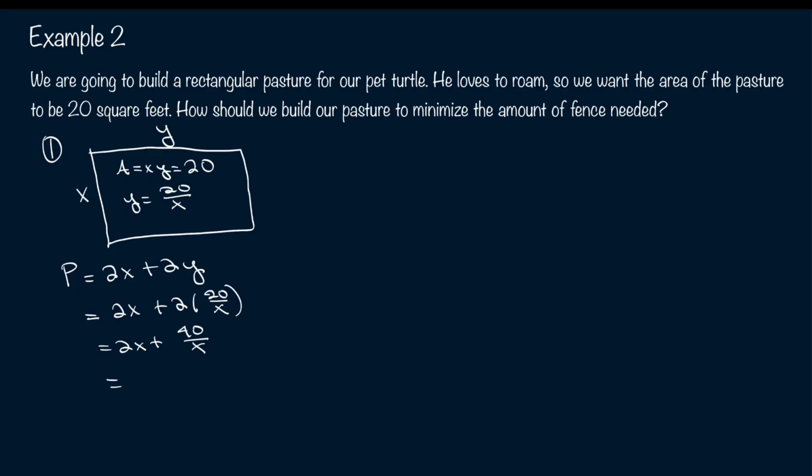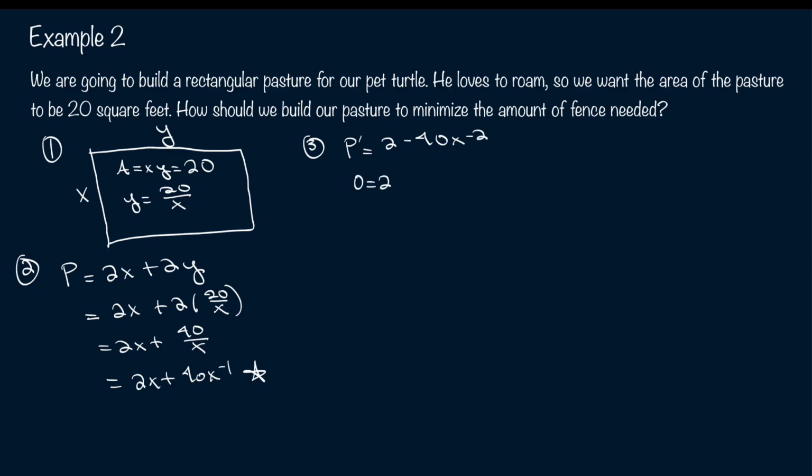And then to make our life a little bit easier when we do derivatives, we will do 2x plus 40x to the negative 1. So again, this is going to be our objective equation that we are going to be using, and then up here the area is going to be our constraint equation. So this was kind of like number 2, which I forgot to mention. So for 3, we are going to find the derivative. So P prime equals 2 minus 40x to the negative 2.